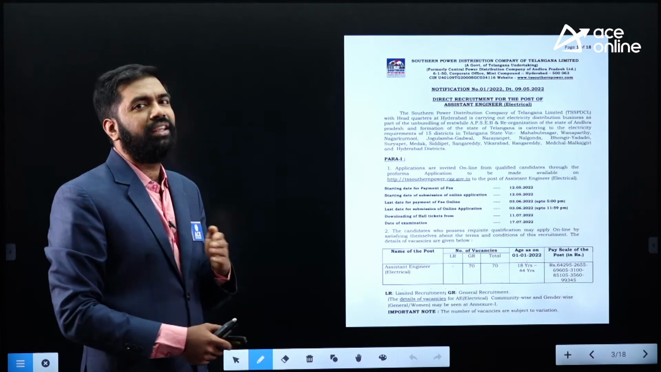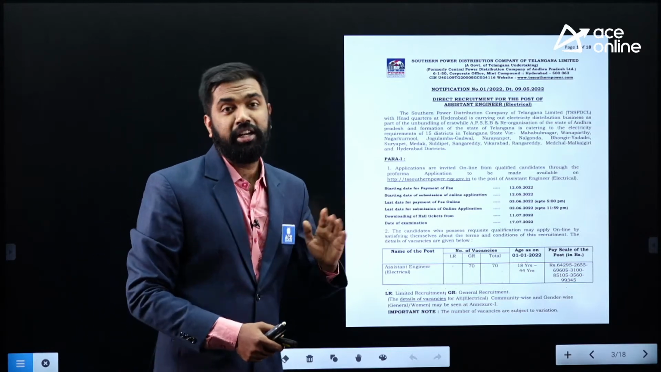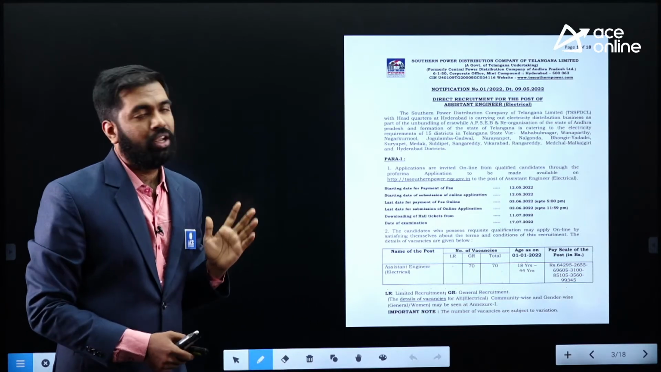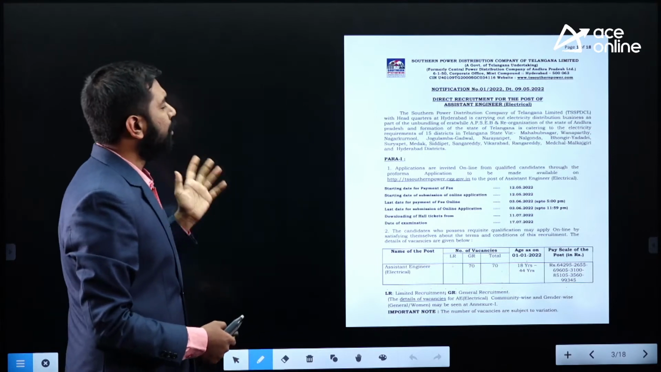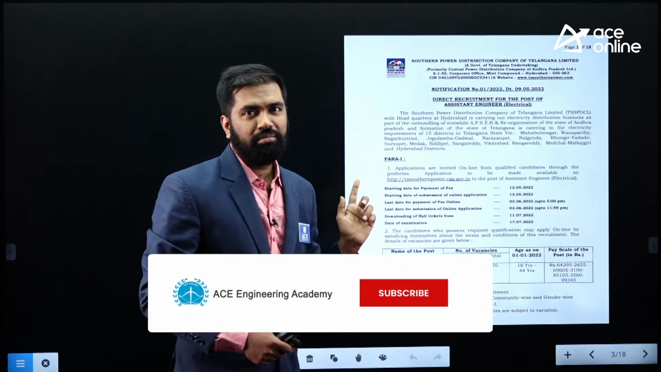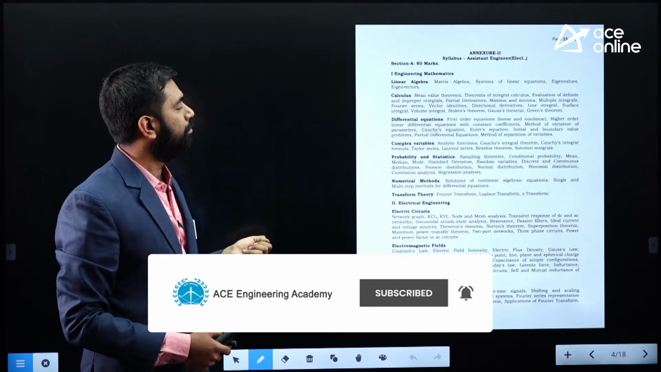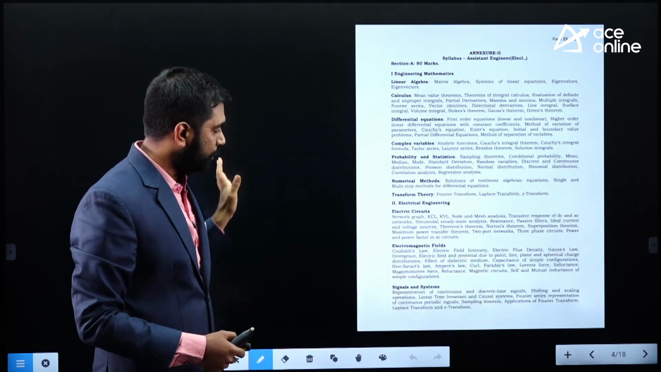So we hardly have 2 months. If you are preparing consistently, you will definitely crack this exam and many exams like this. The notification clearly provides the date of examination and all the details. Let me also show you the syllabus. It has provided the syllabus as well.